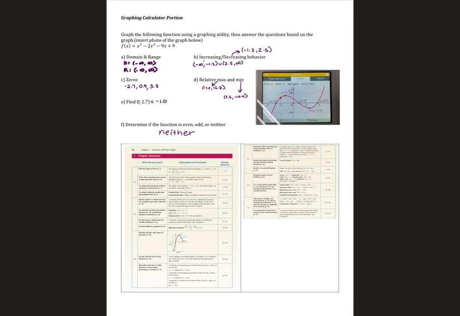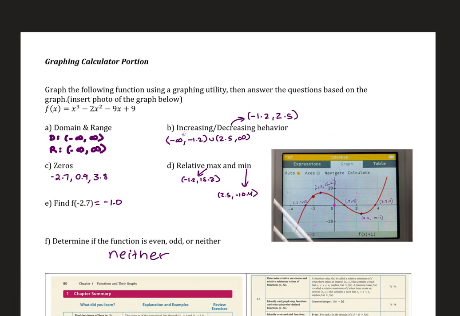All right, how about the second page? Now you've got your graphing function. So this is the part that you will start with. You will start with the question that gives you the graphing function and then asks for all the parts of it: domain, range, increasing, decreasing, max, min, zeros, value, and then even, odd, or neither. All those parts are based on a graph.